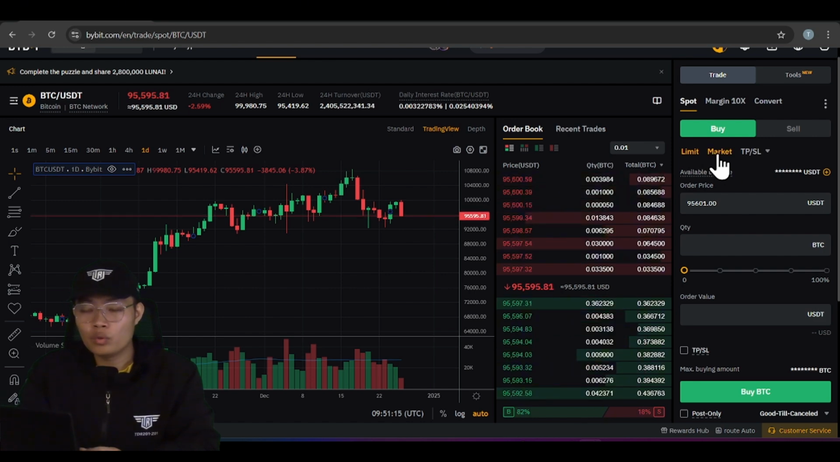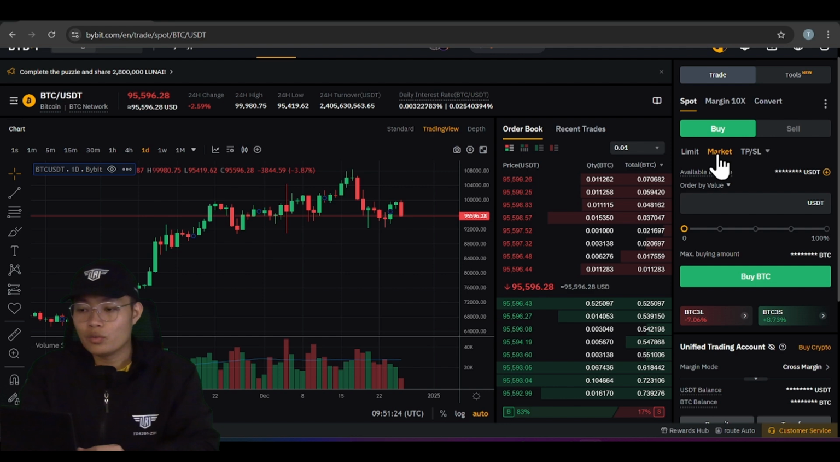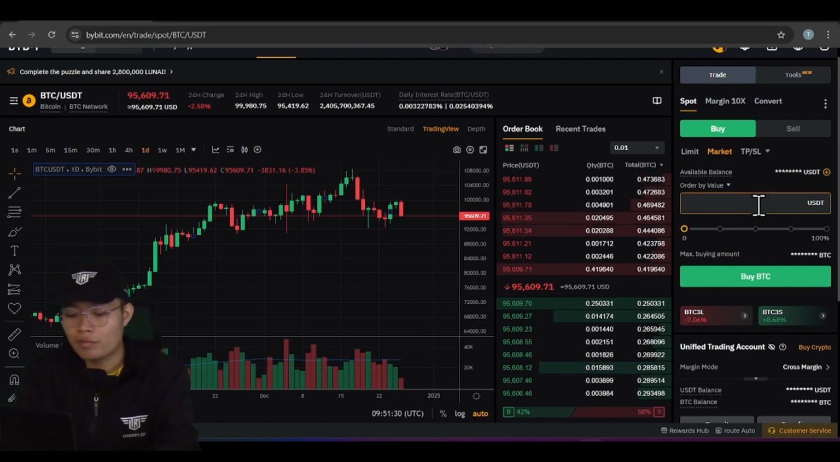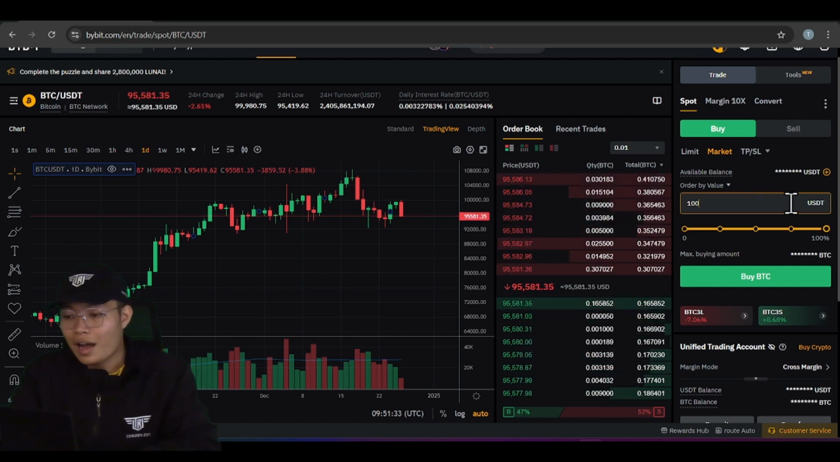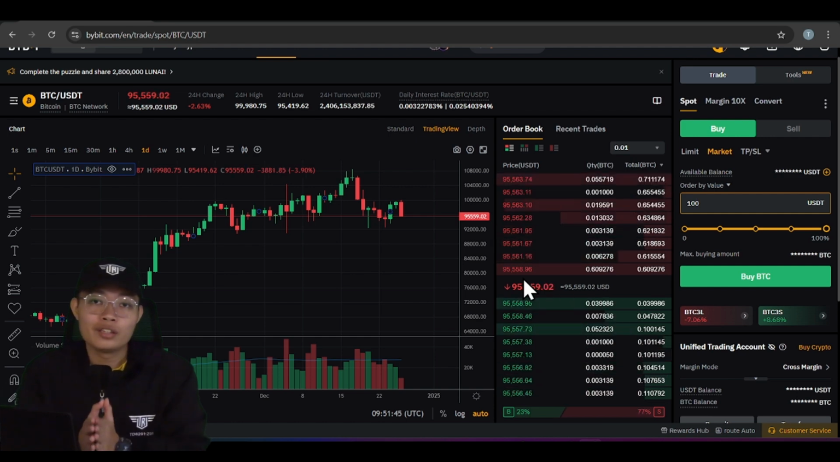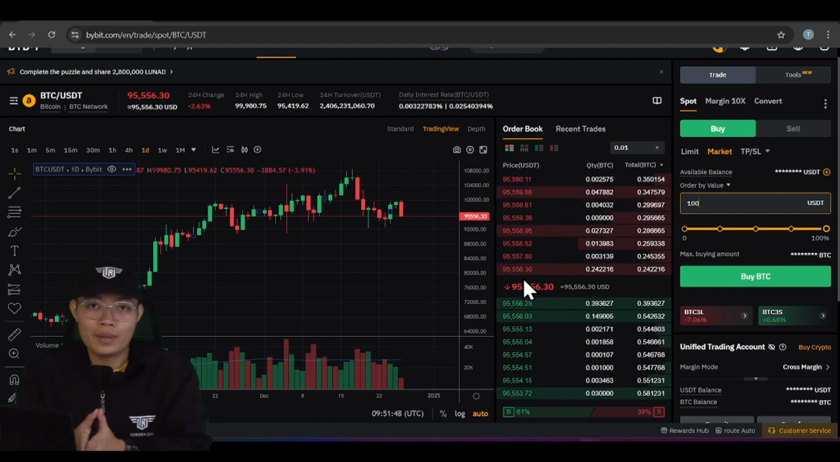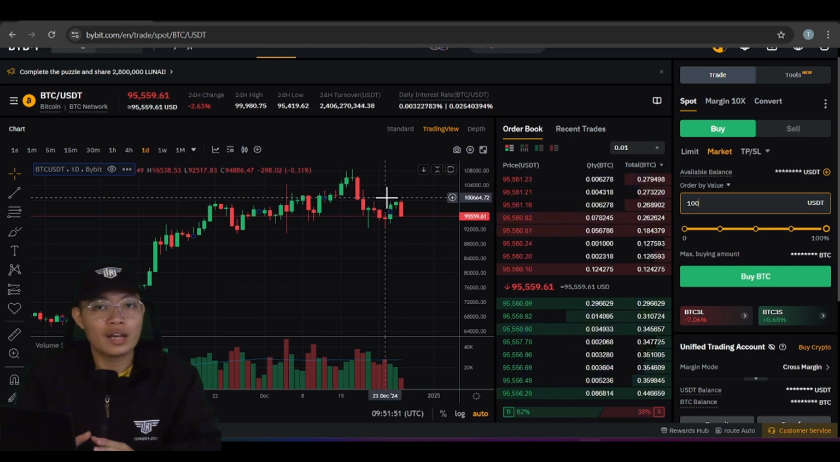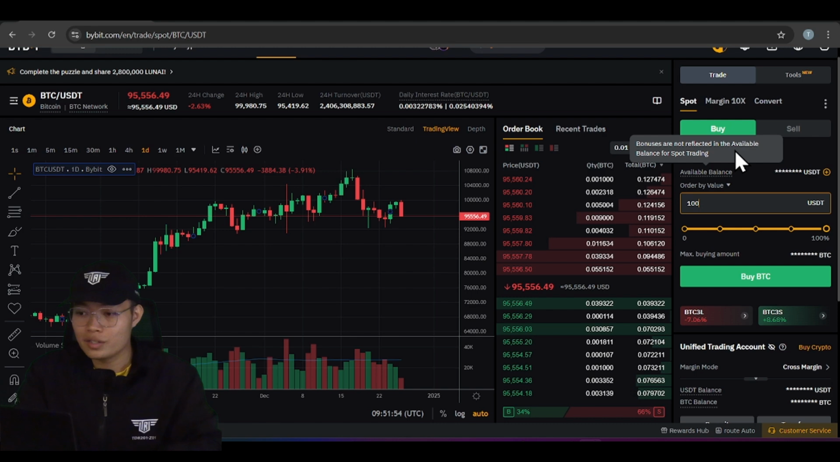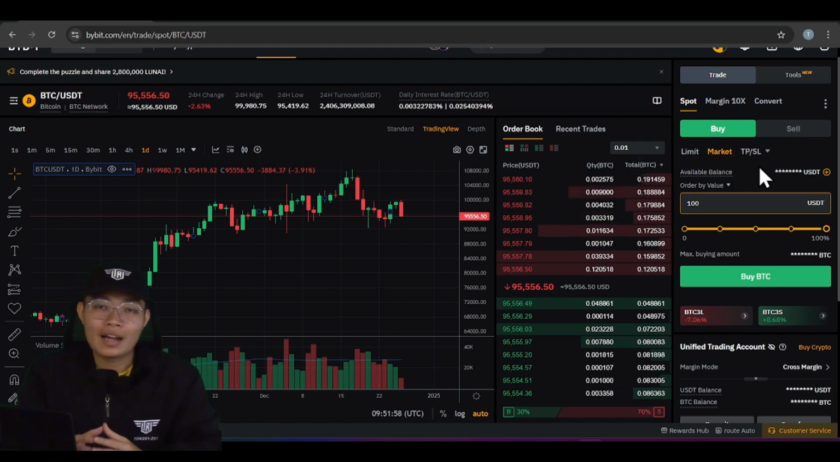If you want to execute your trade immediately, you must go for market orders. What a market order does is straight away buy the cryptocurrency. For example, if I want to buy 100 USDT, once I click buy BTC, it will buy directly and immediately at this price. All right, this is called market. It means that if you want to enter the market directly now, you think that this is a good price and you want to enter directly now, you just use market orders.